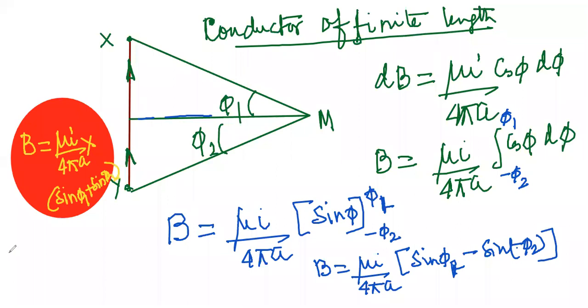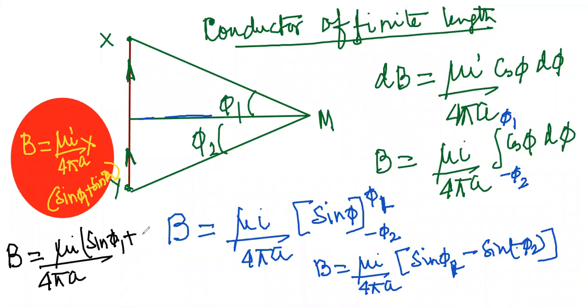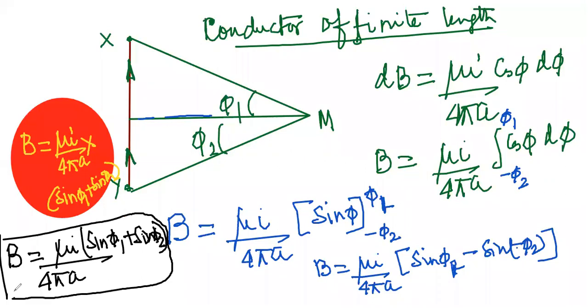So I can write it once again. B equals mu I by 4 pi a into sine of phi 1 plus sine of the angle subtended by the lower part, that is sine of phi 2. So this is your magnetic field intensity due to a finitely long current carrying conductor. Am I clear to all of you?